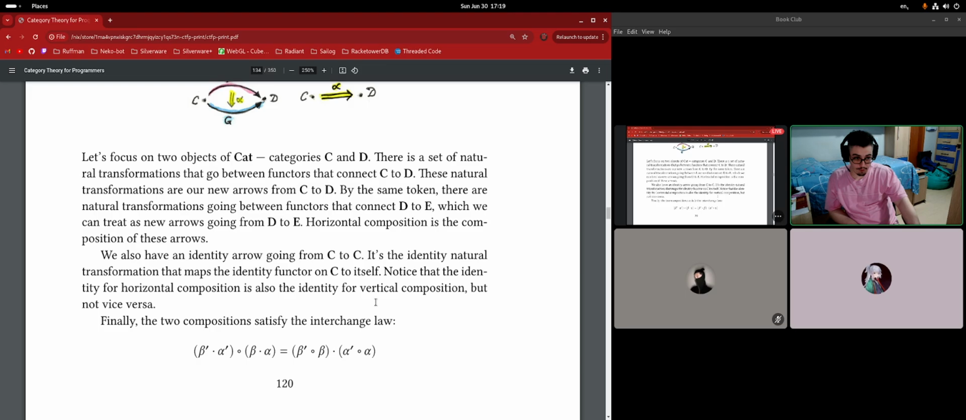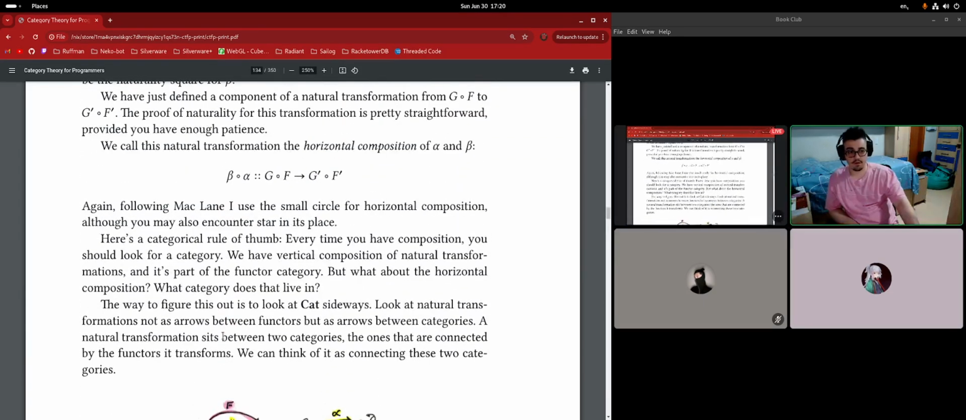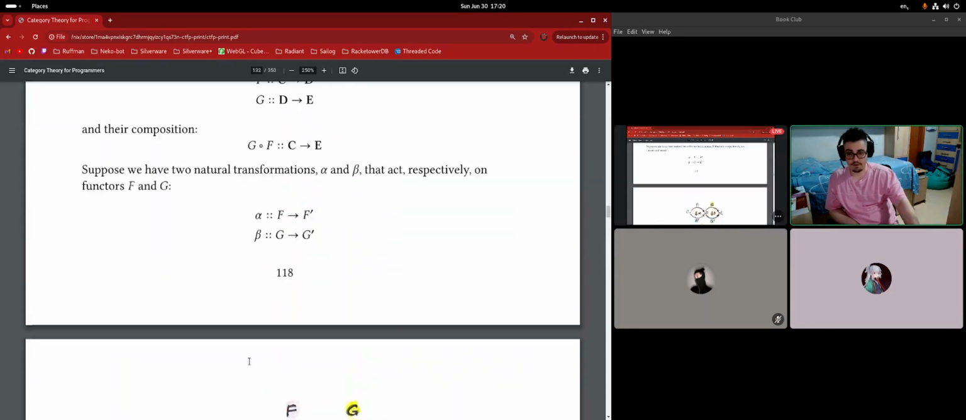To me, although I don't understand this completely, I think I understand horizontal and vertical composition. The vertical one is composition of F maps, and the horizontal one is composition of natural transformations. You are composing natural transformations in both cases. I don't think we are. I really don't think we are.